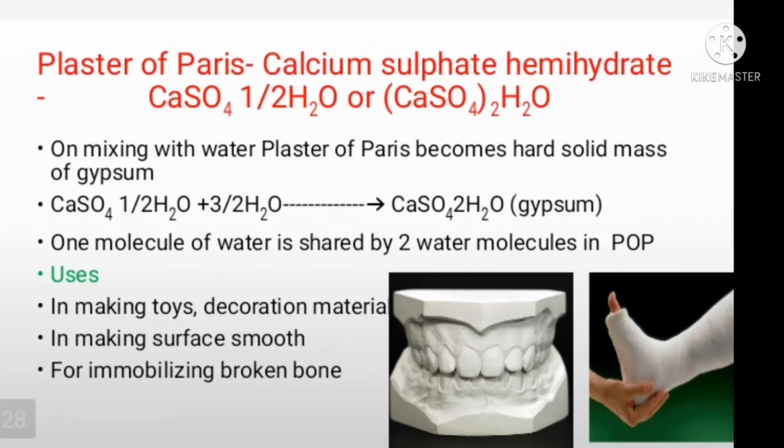And it is prepared by heating gypsum to a temperature of 100 degrees Celsius. When gypsum is heated to 100 degrees Celsius, it loses 3/4 of its water of crystallization and forms plaster of Paris. And the reaction is CaSO4.1/2H2O plus 3/2 H2O gives CaSO4.2H2O.